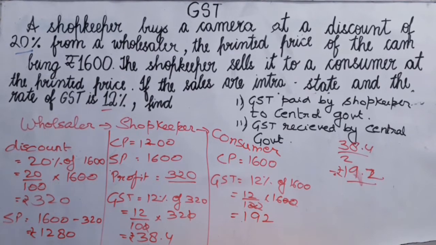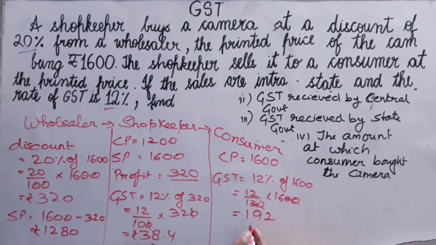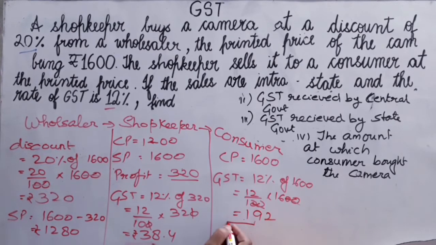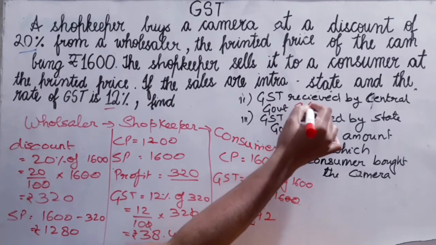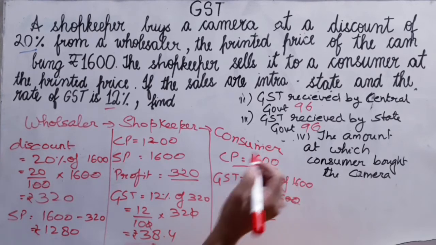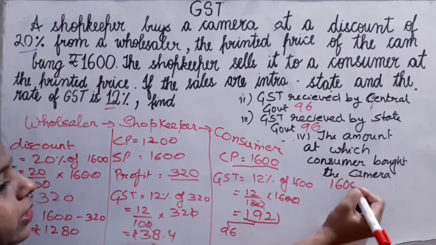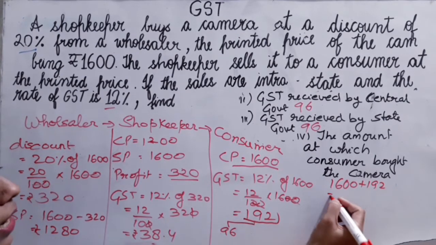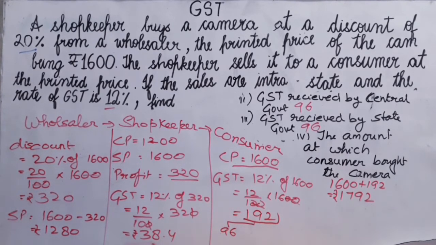Let us erase this and we can write the third question from here. Half of this GST will go to the state government and half of this will go to the central government. So, half of this will be 96 rupees. So, 96 will go to the state government and 96 will go to the central government. Now, the amount at which the consumer bought the camera: he has paid 1600 rupees plus 192 rupees. So, 1600 plus 192, that is 1792 rupees. He has given 1792 rupees for the camera.